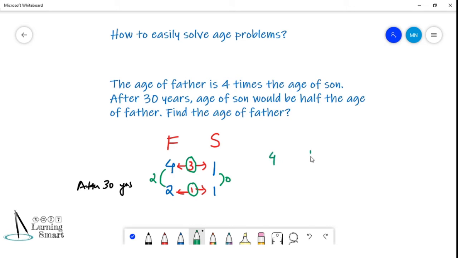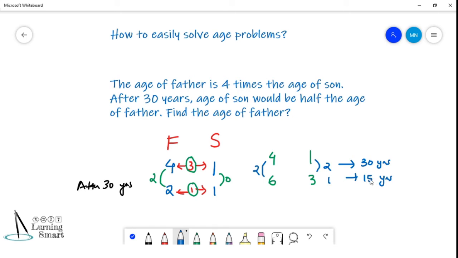4, 1. 1 multiplied by 4, 1 multiplied by 1. 3 multiplied by 2, 6. 3 multiplied by 1, that's 3. Now take the difference. The difference is 2. Here the difference is 2. So 2 corresponds to 30 years, right? So 1 will be what? 15. 2 corresponds to 30, so 1 corresponds to 15 years.